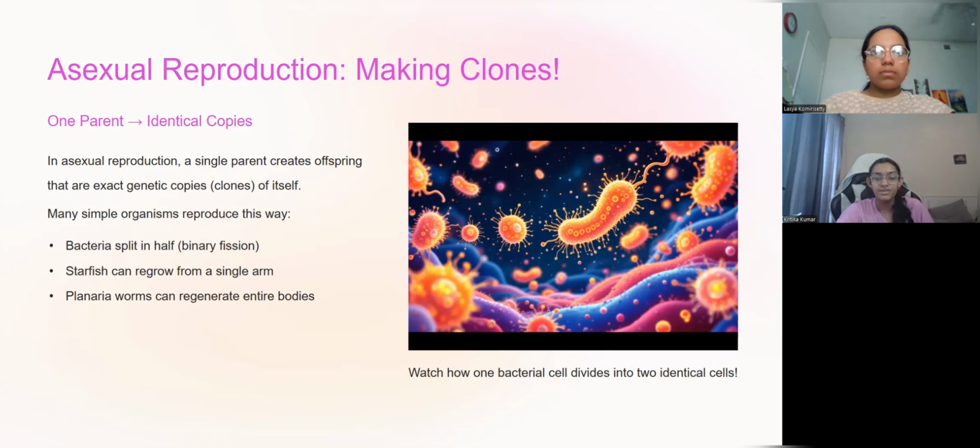Watch how one bacterial cell divides into two identical cells. For this, you could search up videos about asexual reproduction, bacterial division, or binary fission if you want to look at videos of that, because they look exactly the same when they divide.